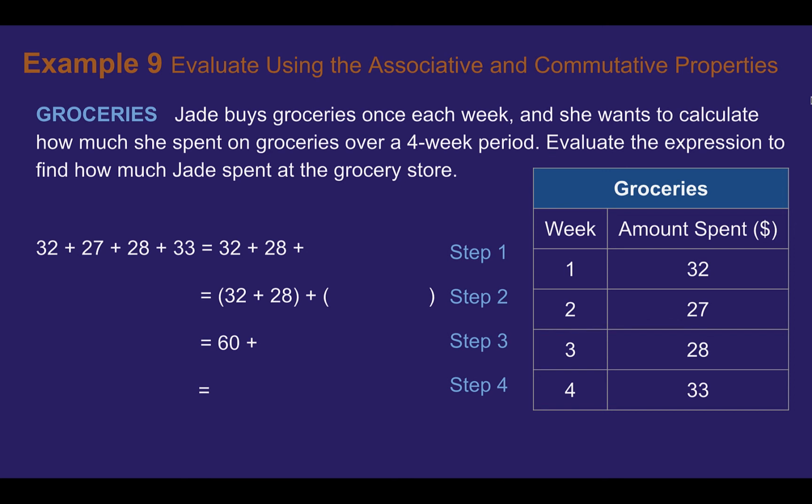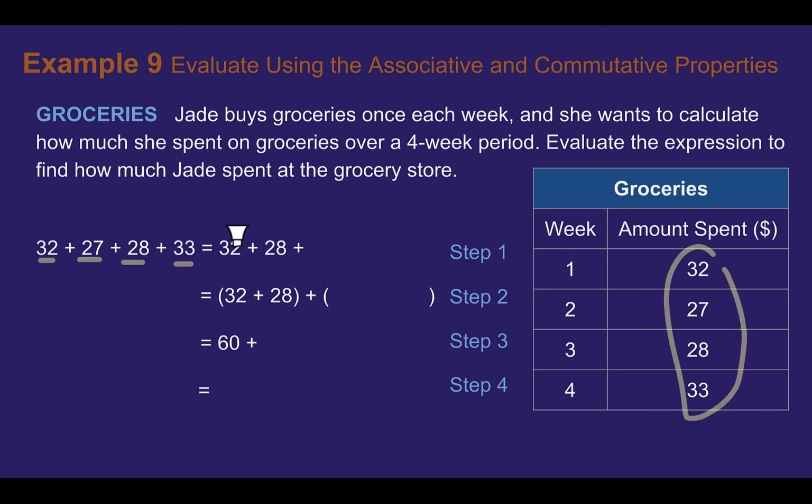Example 9, evaluate using the associative and commutative properties. Our real context is groceries. Jade buys groceries once each week, and she wants to calculate how much she spent on groceries over a 4-week period. Evaluate the expression to find out how much Jade has spent at the grocery store. We're given a table with the week and the amount that she spent. So we can see here we have 32, 27, 28, 33. Those are our numbers right here.